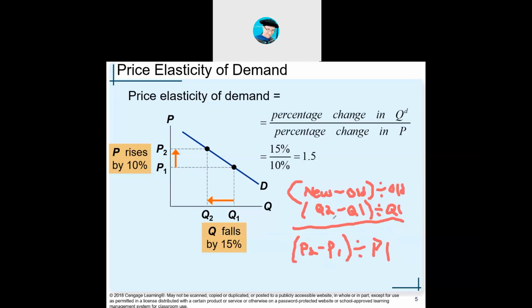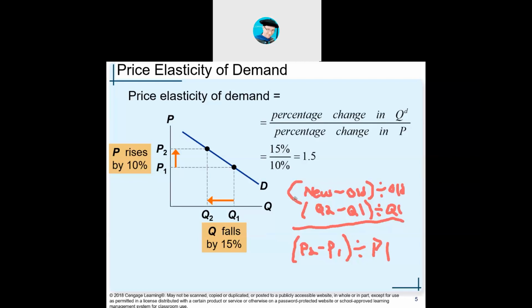Now, once you find the percent change for both, you divide the percent change in quantity by the percent change in price. As long as you do that, you'll be fine. Once you understand that formula, you've got price elasticity of demand. You got it perfect.